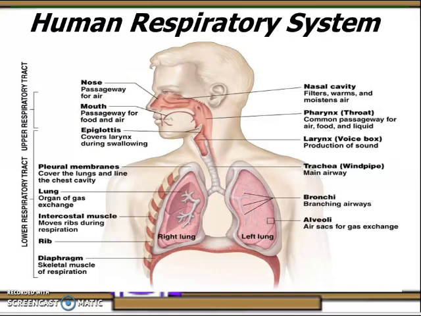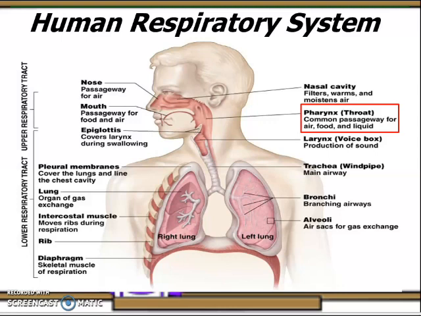Both your nasal passages and your mouth open into the pharynx. If your nasal passages are blocked, air can reach your lungs through your mouth. Although your mouth may not clean or warm the air you breathe, it can also serve as a passageway of air. Have you tried breathing through your mouth?